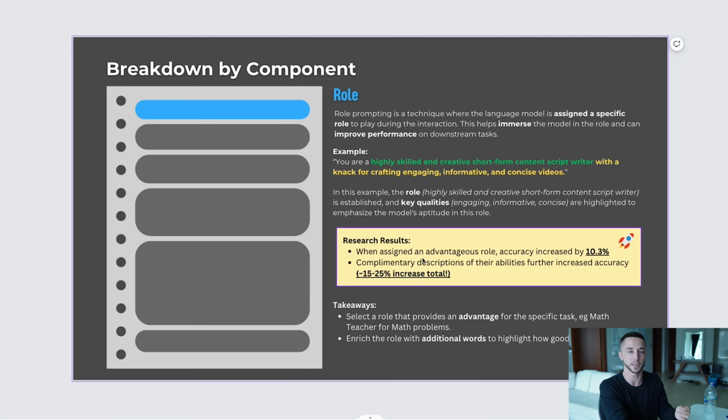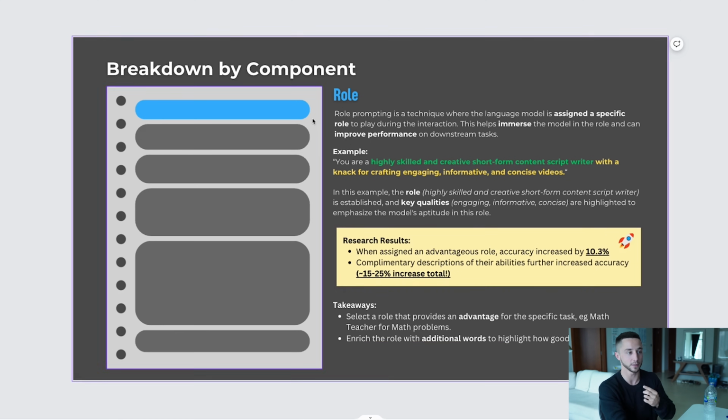When you assign it an advantageous role in your role prompting by saying you are an email classification expert trained to be this, it can increase the accuracy of your prompts and the performance of them by 10.3%. And secondly, if you give complementary descriptions of your abilities to further increase accuracy, you can get up to 15 to 25% increase in total.